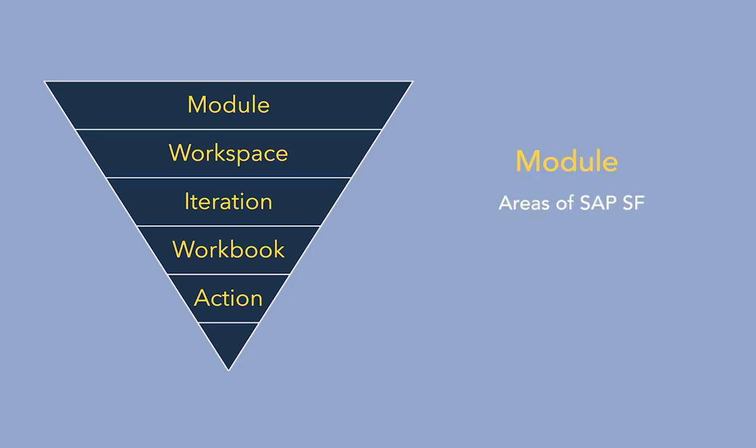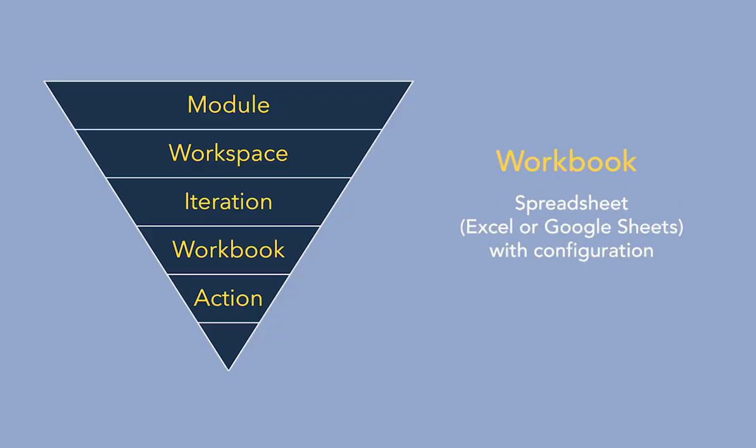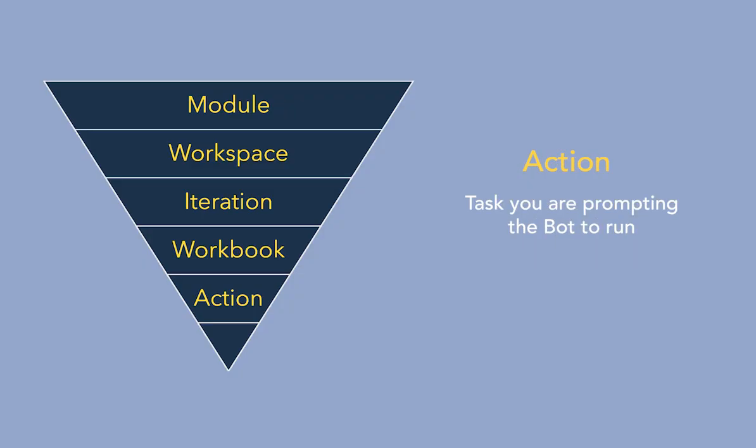First, let's start with the basic concepts. There are modules, which are areas in SAP SuccessFactors. Workspaces, these are folders within CodeBot to help you stay organized. Iterations consist of action buttons and a link to the workbook itself. Workbooks, that's an online spreadsheet file with the configuration either in Google Sheets or Microsoft O365. And then there's the action or execution, and that's the task that the bot is being prompted to run.